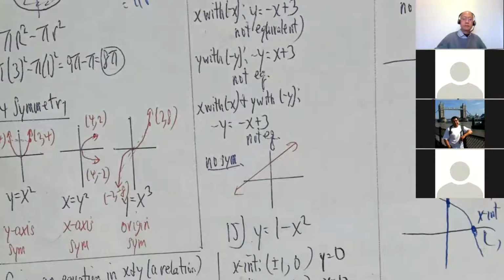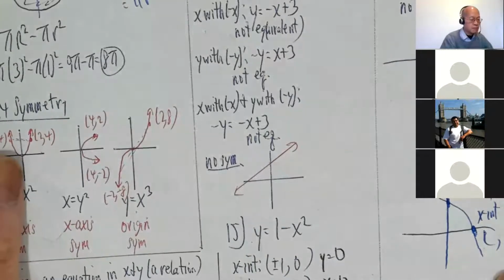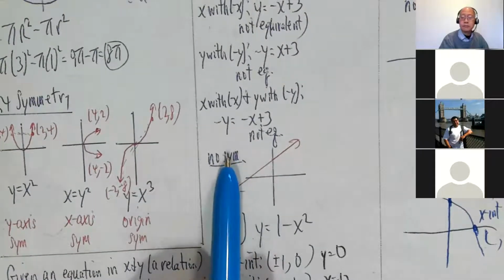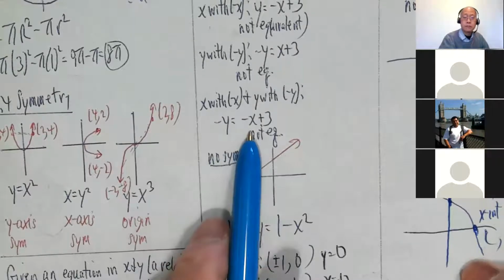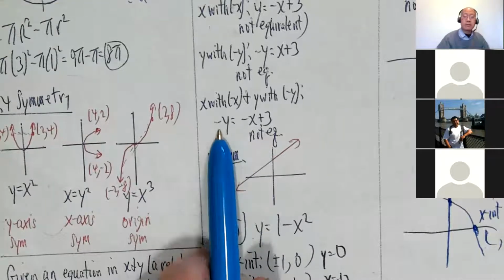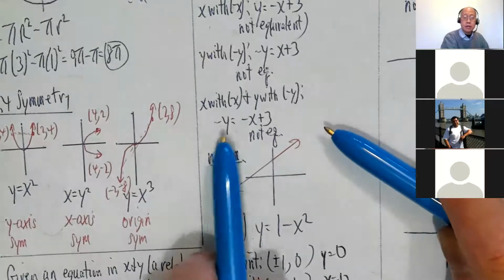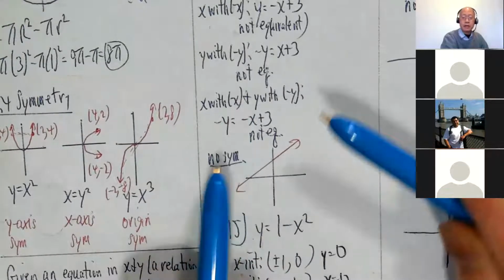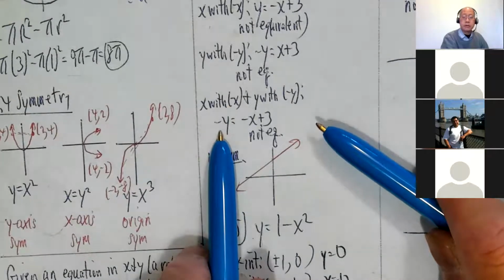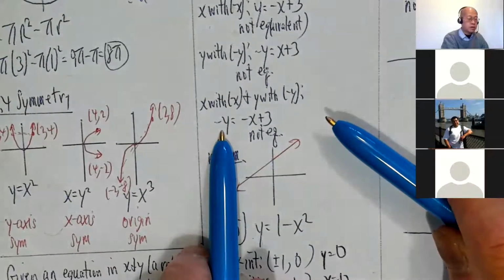Okay. So no symmetries. So whenever you prove either negative y or negative x, if it's the same as the original equation, that's when there's symmetry, correct? If you have symmetry, you get the same equation as the beginning, after you simplify. That's why we say equivalent equation. Okay, I'll show you more examples. Yeah, where it works.